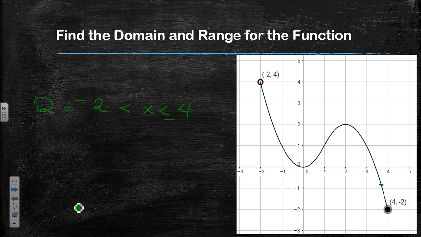Now, what about the range? What's the largest value that y can become? Almost 4, right? Can't touch 4. So we don't put the equal sign beneath it. What's the smallest value y becomes? -2. Can it be -2? Yes. So we want it less than or equal to -2.